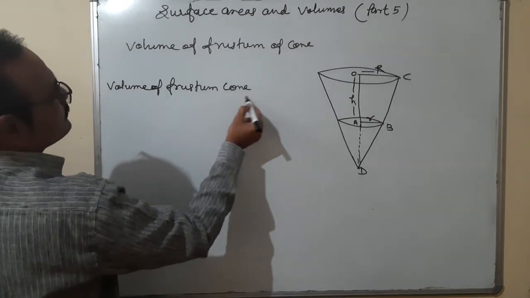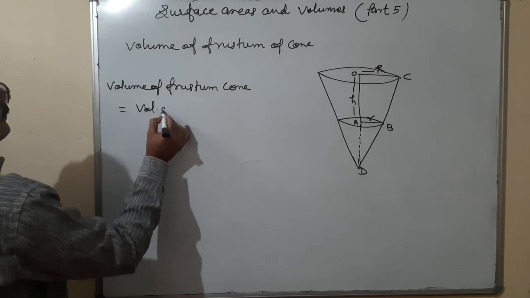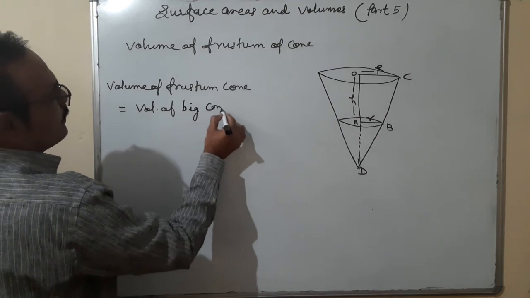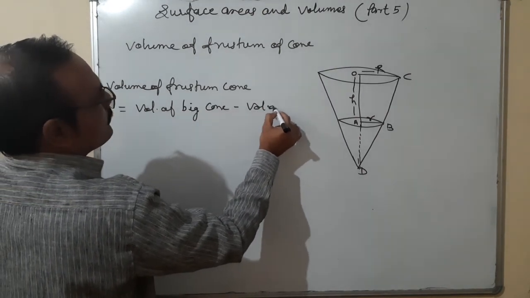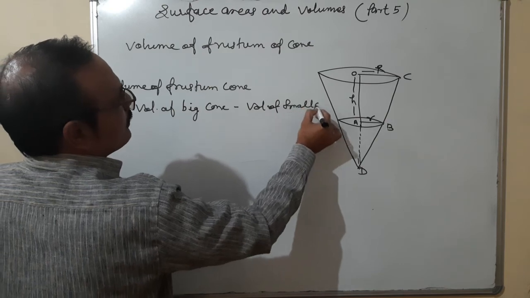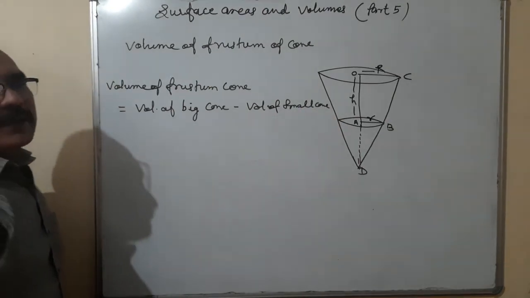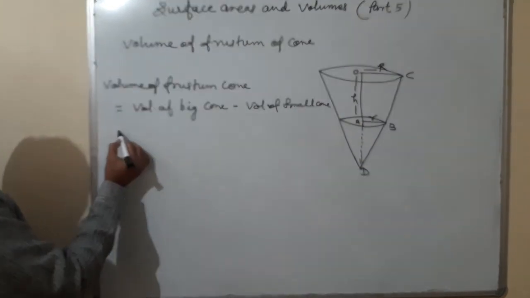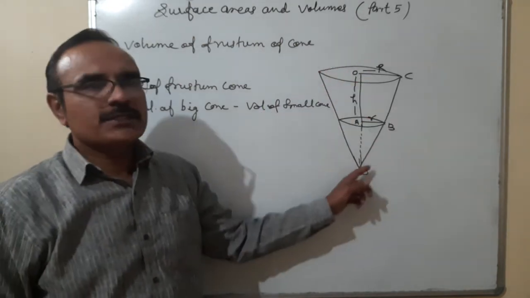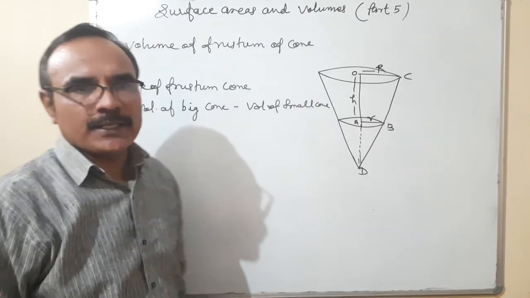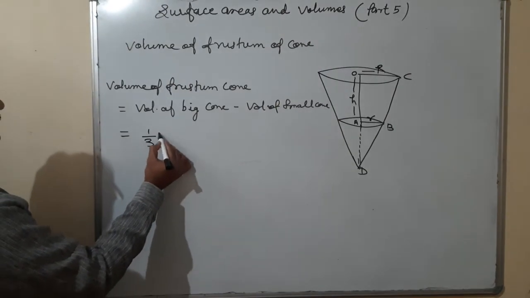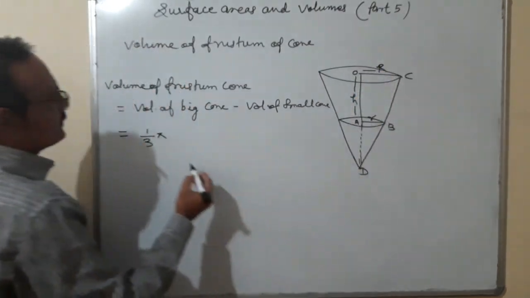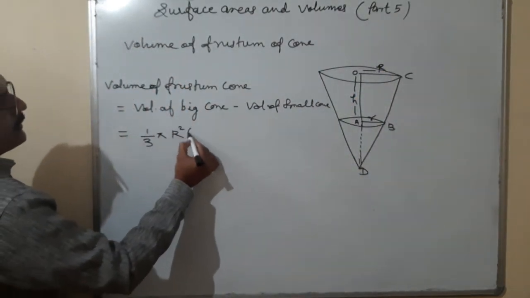How to find its volume? Volume of big cone minus volume of small cone. Okay. Volume of big cone minus volume of small cone. The formula of volume of a cone is 1 upon 3 pi r square h. Because we are talking about this big cone, its radius is capital R, so 1 upon 3 pi R square, and h.